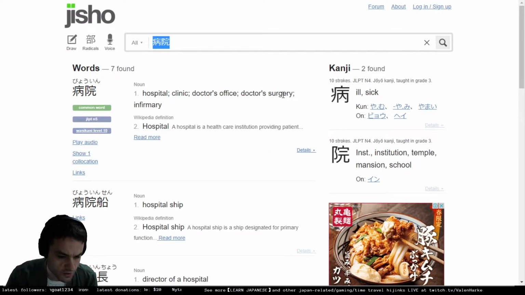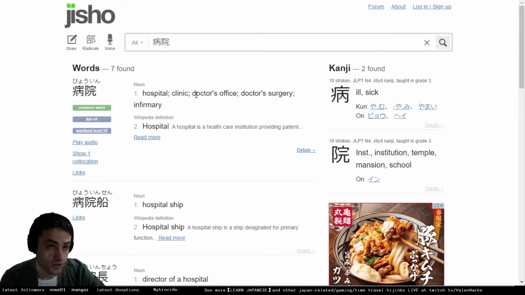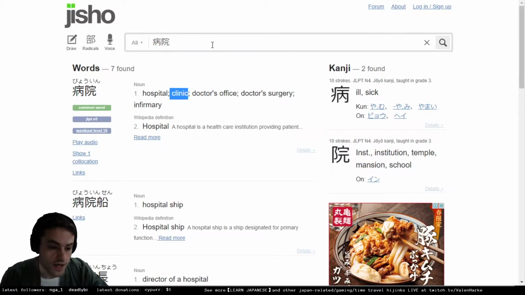Hospital, clinic, doctor's office, doctor's surgery, infirmary, hospital. Yeah, so why does it say clinic also? Because in English, hospital is really, I guess it depends on your dialect. But if you're from the United States, I know some of you are from Scotland and other places here, but if you said clinic, at least in U.S. English, that would be weird to construe it as a hospital. The hospital is like a big place where you go for serious stuff like surgery and heart transplant.